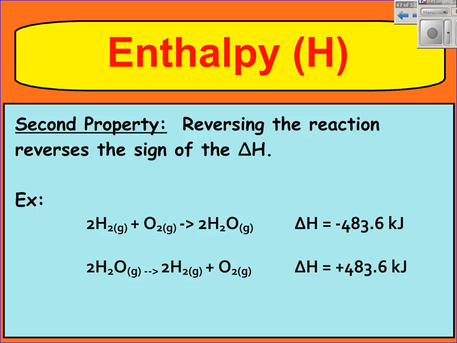Notice that the product 2H2O that was written in the first reaction has now become the new reactant down here. Likewise, the reactants in the first reaction have flipped to now become the products in the second reaction. Because the reaction has been reversed, the sign of enthalpy also needs to be reversed or changed. That is why the new enthalpy in the second reaction is positive 483.6 kilojoules. These two properties together are going to help us with talking about Hess's law.